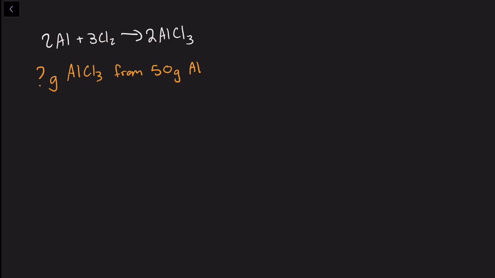First, we're going to have grams of aluminum, and we're going to convert it to moles of aluminum. So we're going to do 50 grams of aluminum times our molar mass conversion factor, which is going to be 1 mole of aluminum over 26.98 grams of aluminum. Our grams here will cancel out. We're just going to be left with moles of aluminum. We're going to do 50 divided by 26.98, giving us roughly 1.85 moles of aluminum.